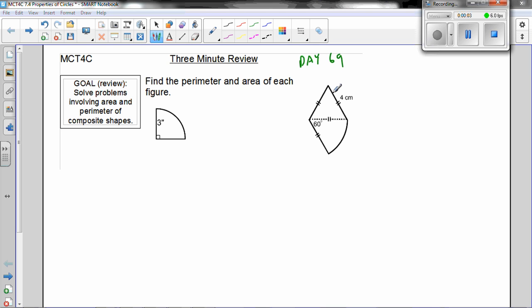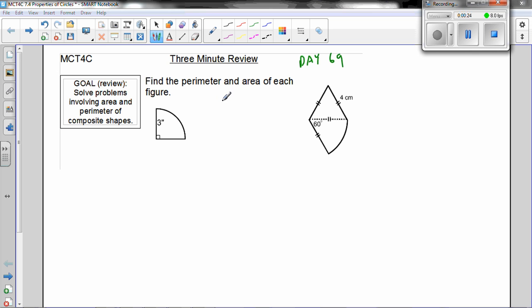Okay, MCT4C, day 69. This is the first day in the second half of chapter 7, which is all on circle stuff. We're going to learn a lot of new terminology today, but I'm going to go back to stuff that you already know about the circle, so it shouldn't be too bad.